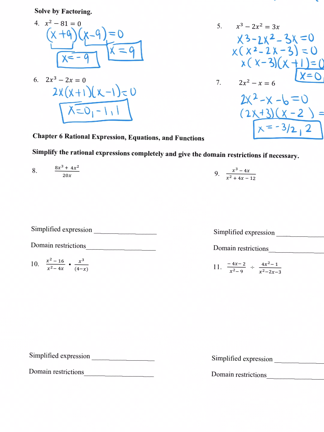So starting with problem number 8, first thing you need to do is factor. The top is just greatest common factor, and the bottom is already factored. You can separate these, so you can make that a 1, make that a 5, make that a 1, make that an x, and the answer is x over 2x plus 1. And domain restriction, x cannot be equal to 0 because that's what makes the denominator 0.